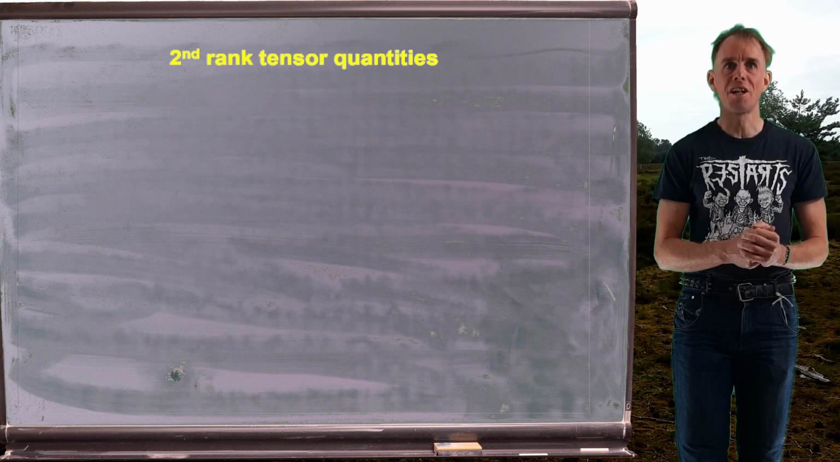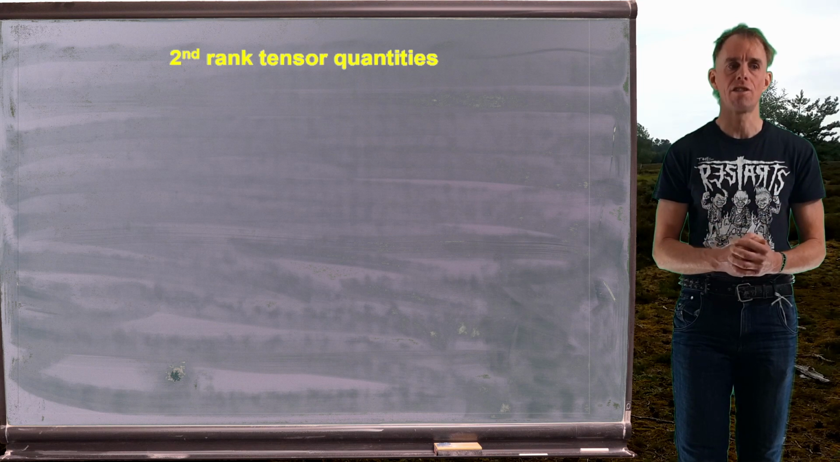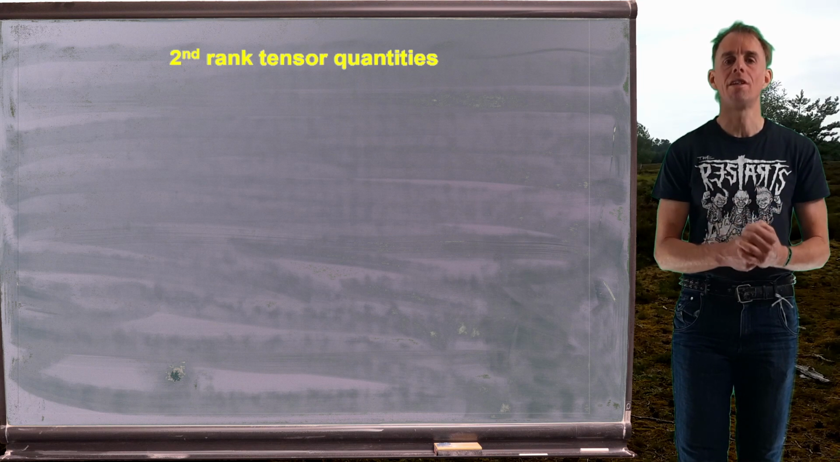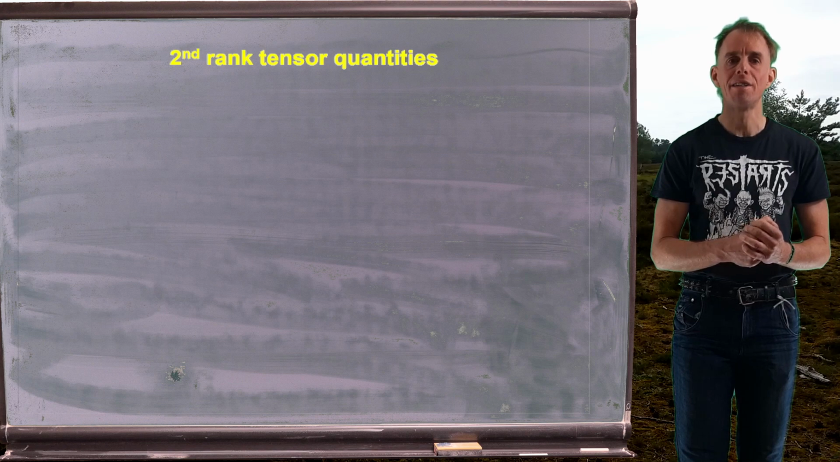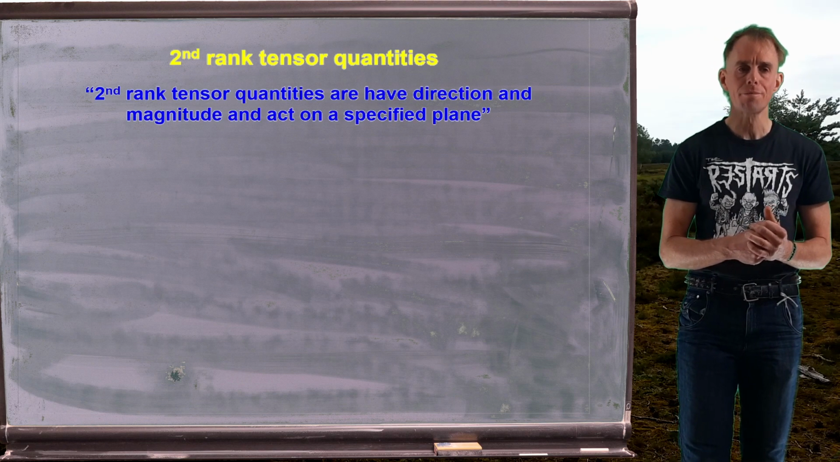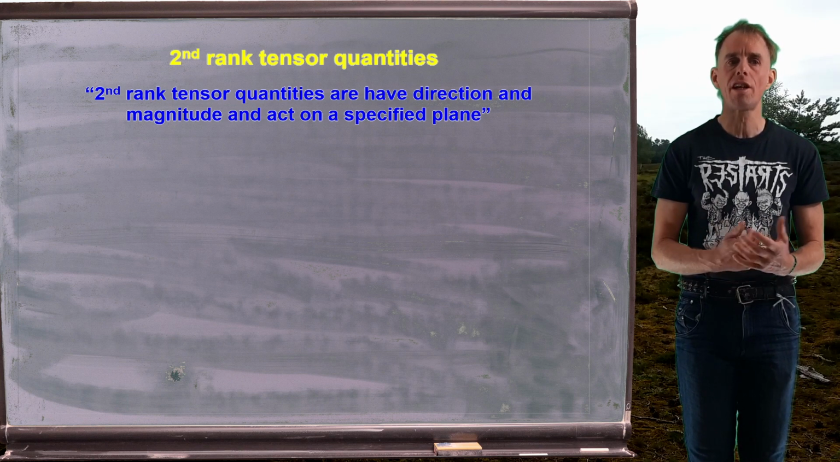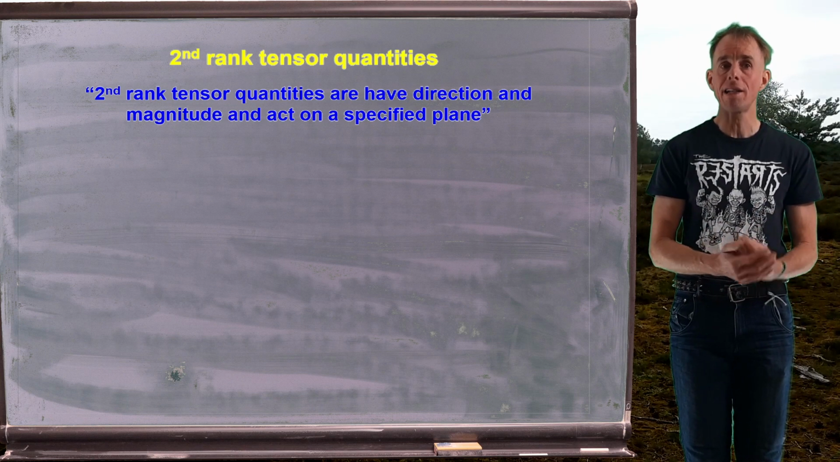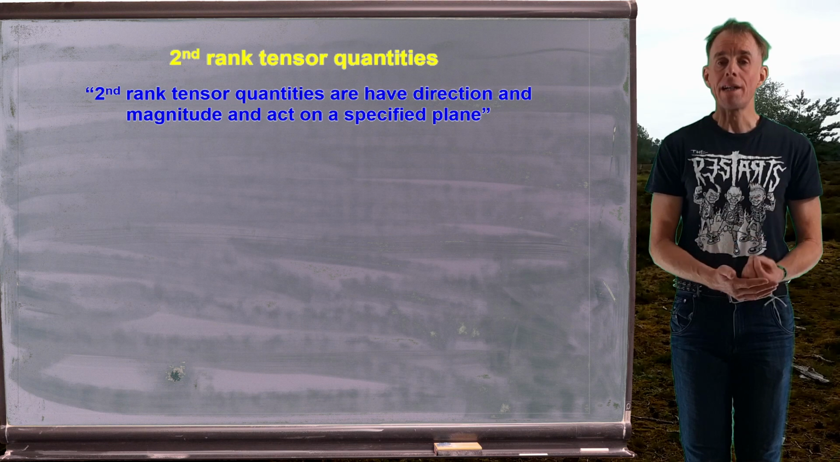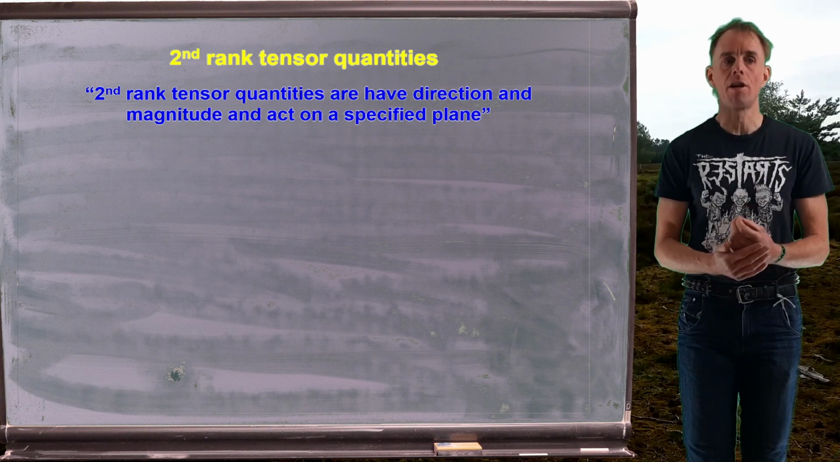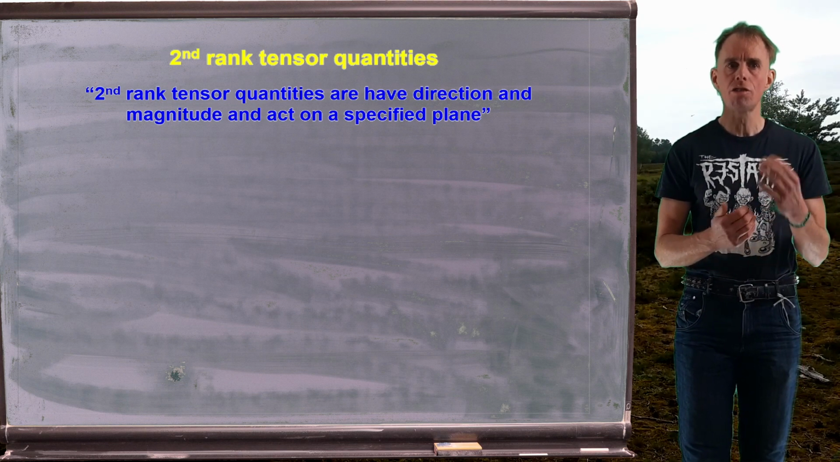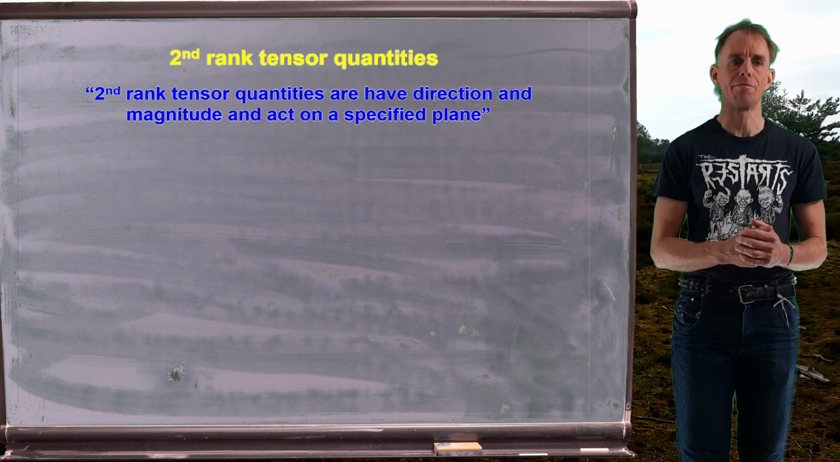Okay, so now's the time to move on to second rank tensors, our n by n matrices. And let's look at some of the quantities that can be described by these tensors to start with. So again, if we look at a dictionary definition, it would be along the lines that second-rank tensors have direction and magnitude, but the magnitudes also act on specified planes. So let me just talk through this in a little bit of detail.